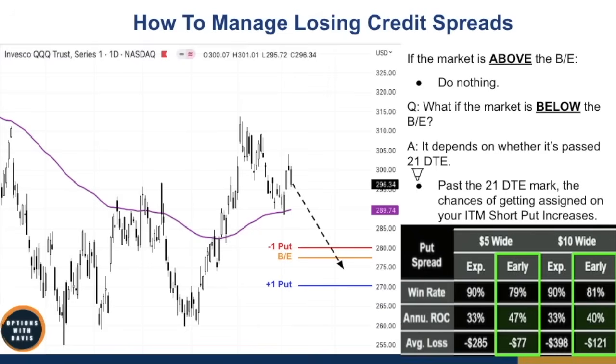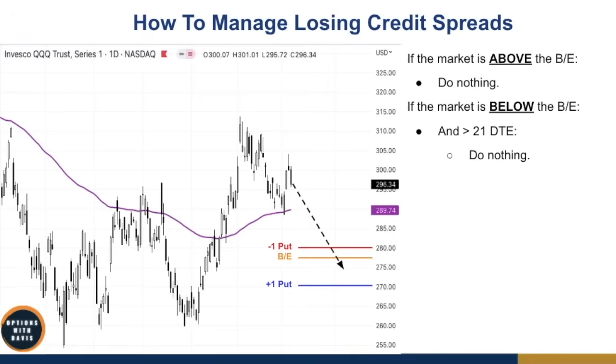So based on this 21 days to expiration, this is where we're going to have an idea of whether we're going to do anything or not. So with this in mind, if the market is below the break-even point and it's still above 21 days to expiration, guess what? You do nothing, because there is still time for the market to eventually rebound, right? So the beauty about the credit spread is that you actually already sort of have your maximum loss in place, right? Because you have already bought this put option down here.